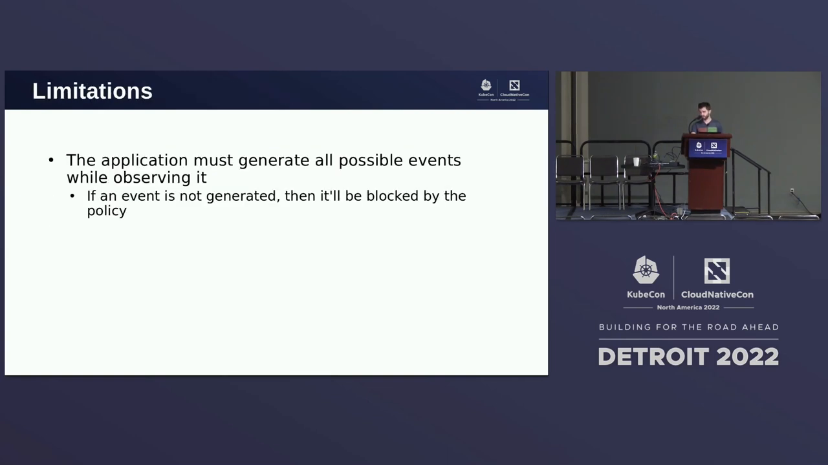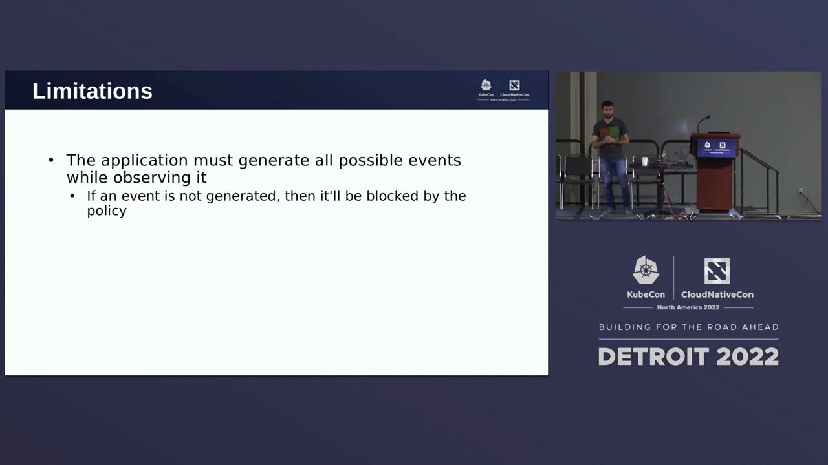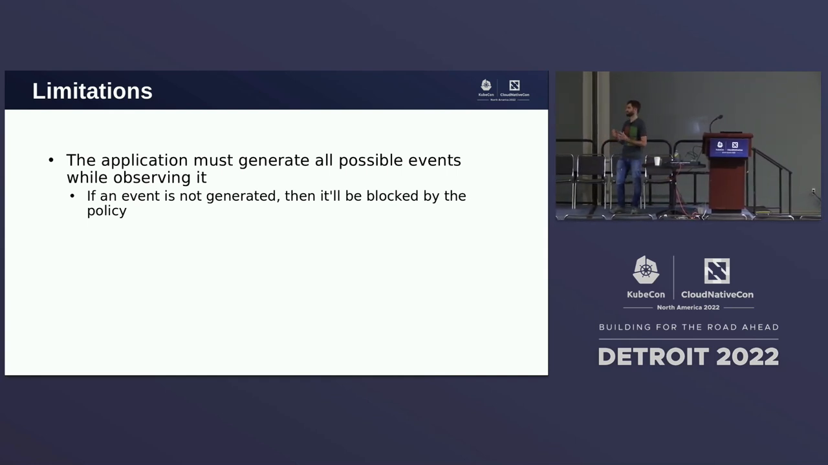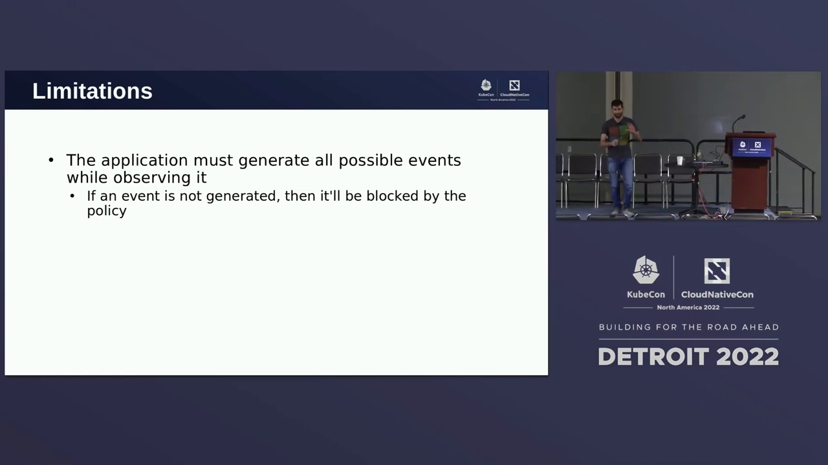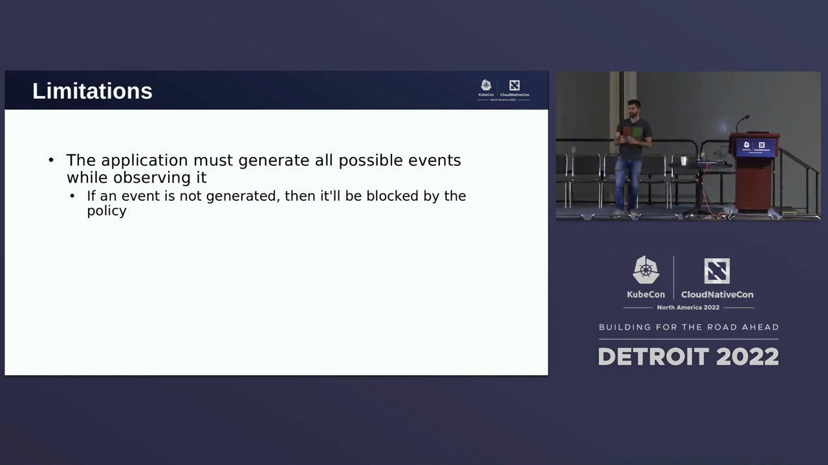So how can we ensure that our application is generating all the events that it requires in the real scenario? Well, maybe one option is to deploy our application in a production environment, send real traffic to it and monitor it there. Of course, there is some risk in running an application in production without security policies. Another option is to run some integration tests to try to go through the different parts of the code.